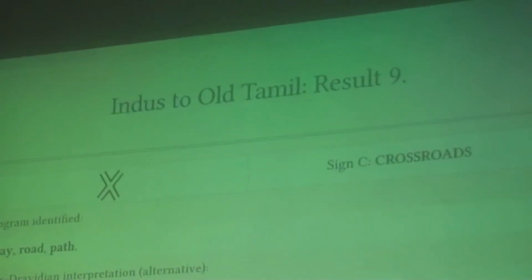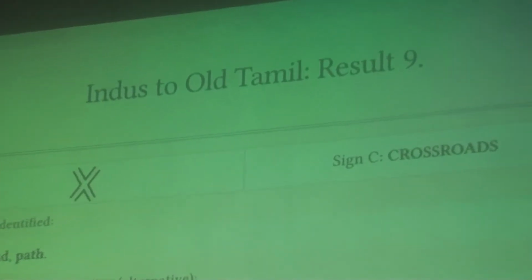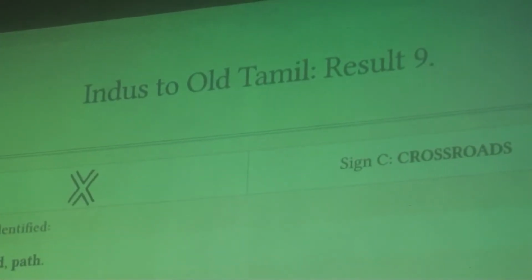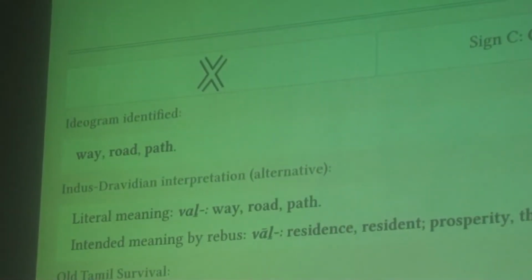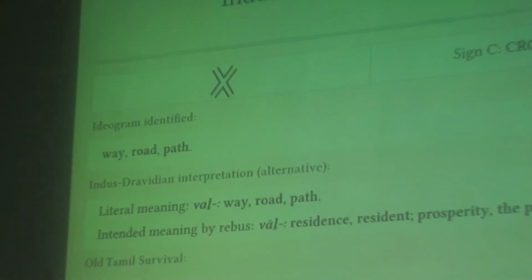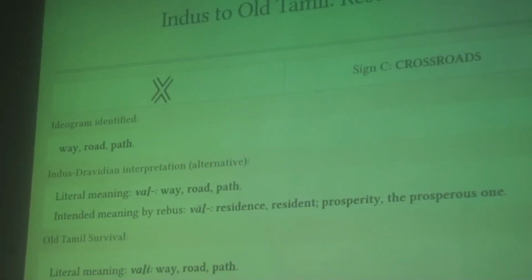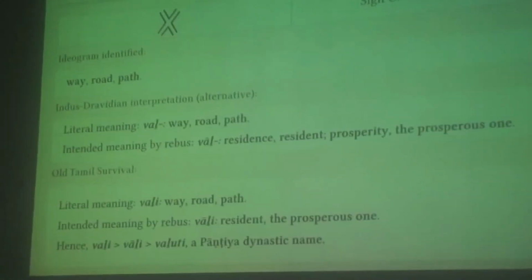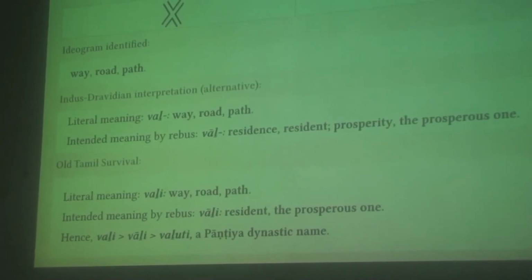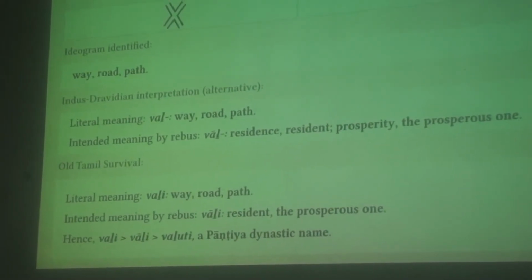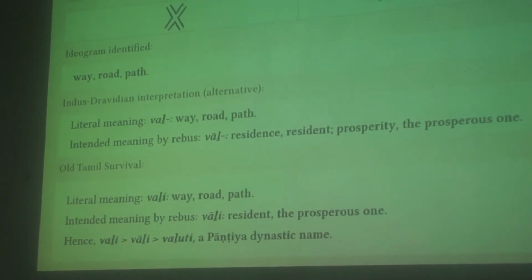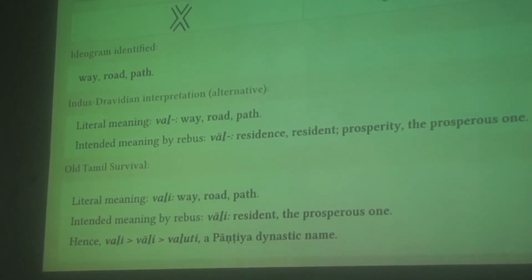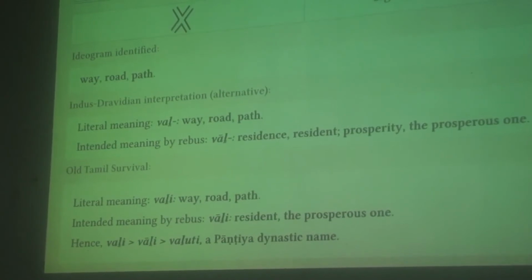We saw earlier that the crowd loop has an alternative interpretation: way, road, path. The first few lines I'll skip because I've read them. Now we take old Tamil survival. The literal meaning is body, way, road, path. We saw earlier the intended meaning by weavers is body, resident, also the prosperous one. Hence, Vadi, Vadudi, a Pandya name.